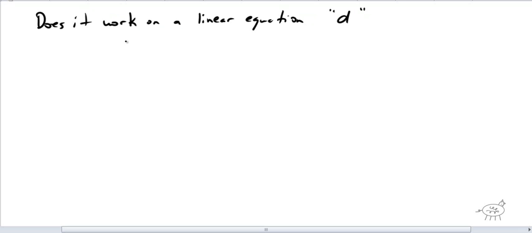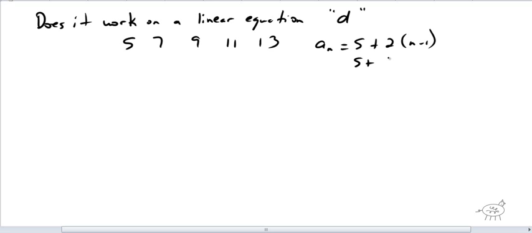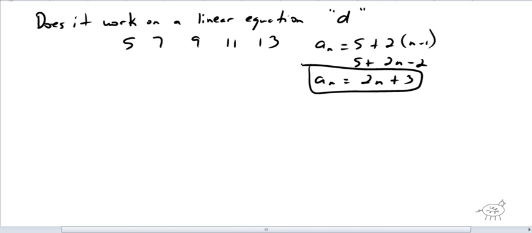So here's your sequence of numbers: 5, 7, 9, 11, and 13. Well, you should have done this problem back in the day and said, oh, well, that's really easy. d is equal to 2. And so what you would have done, you would have said, a sub n equals a sub 1, 5 plus d, which is 2 times n minus 1. And you would have done 5 plus 2n minus 2. So you would have gotten a sub n is equal to 2n plus 3. Okay? That would have been your answer, and that would have been the smart way to do it.